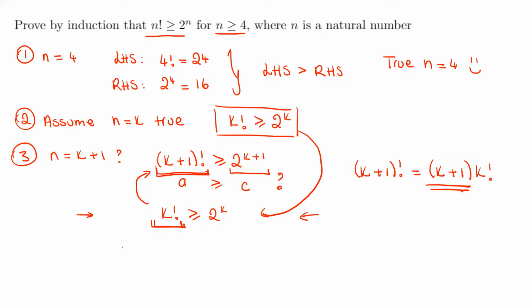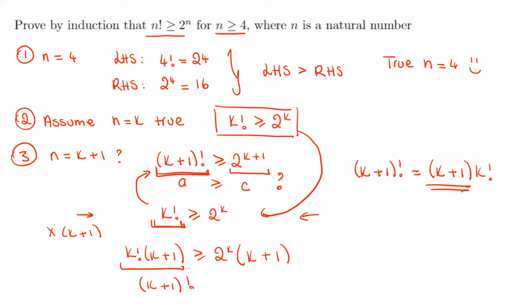If I multiply both sides by k plus 1, I'm going to get k factorial multiplied by k plus 1 is greater than or equal to 2 to the power of k multiplied by k plus 1. Now we can rewrite this side, of course, as k plus 1 factorial is greater than or equal to 2 to the power of k plus 1.